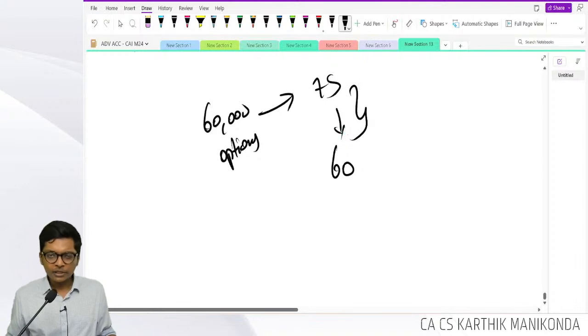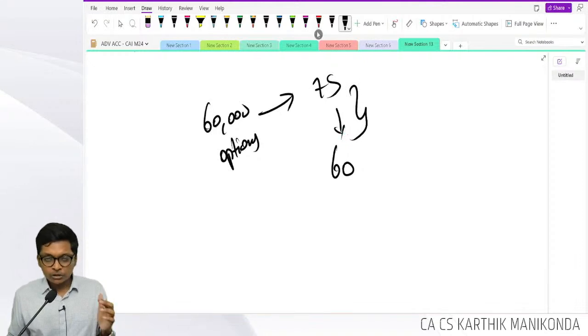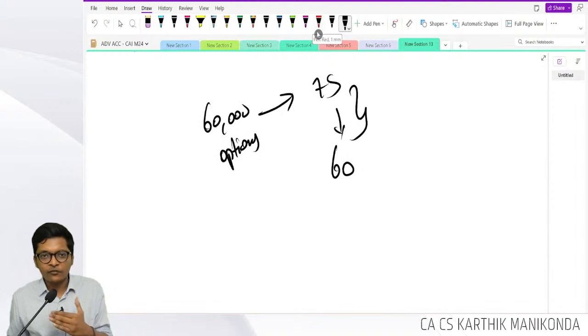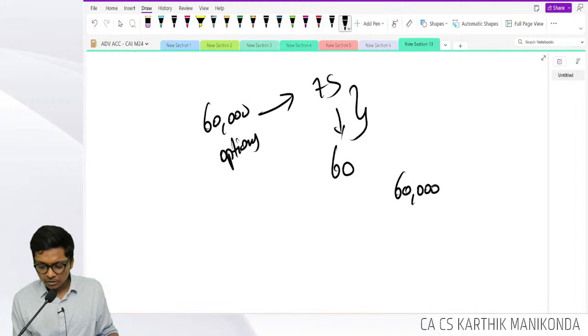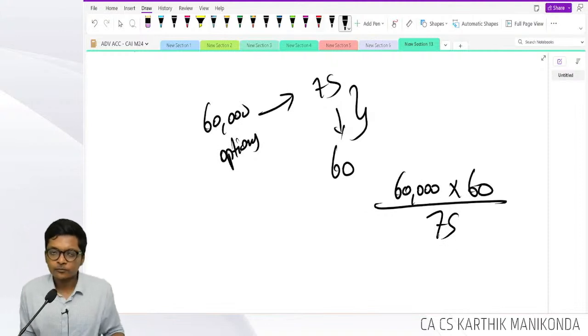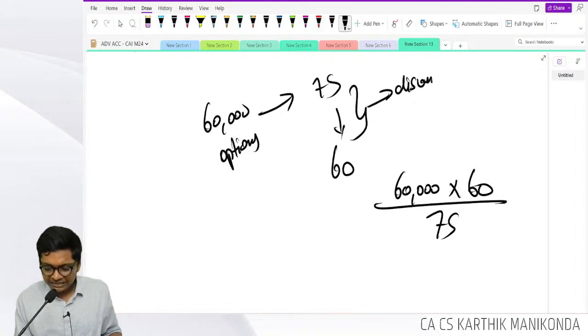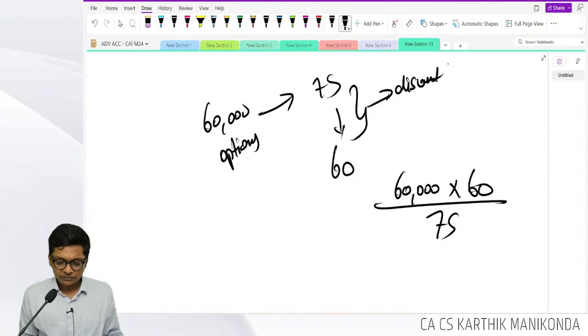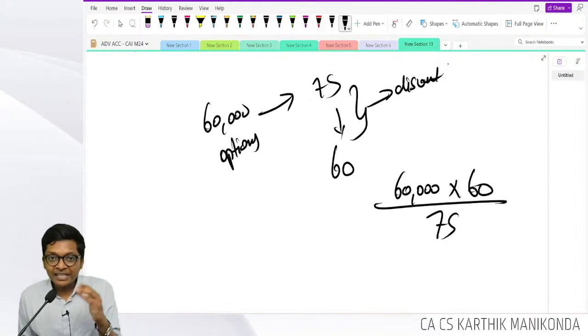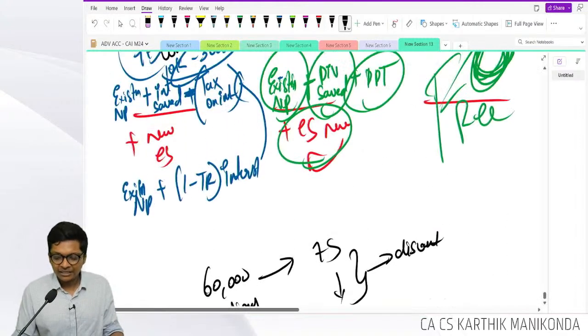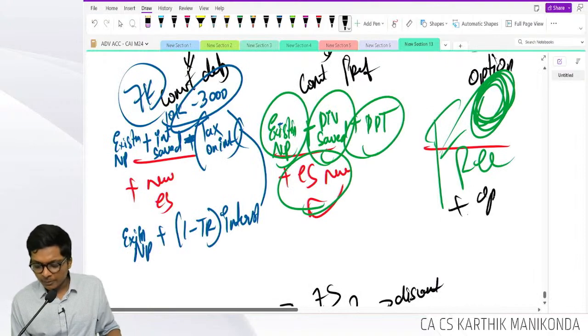So, if you see, 60,000 options worth 75 are given for 60. So, what I will do is 60,000 into 60, how much you are paying, divided by 75. I will end up with some answer. Or in other words, what is the amount of discount given? What is the amount of free options which are given? That only will be added in the denominator in options.